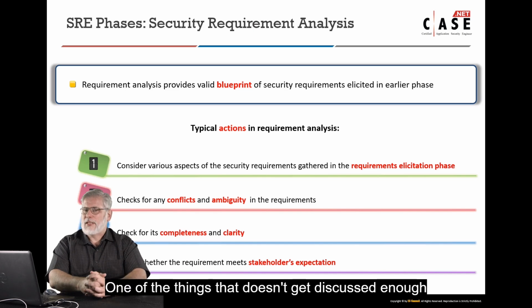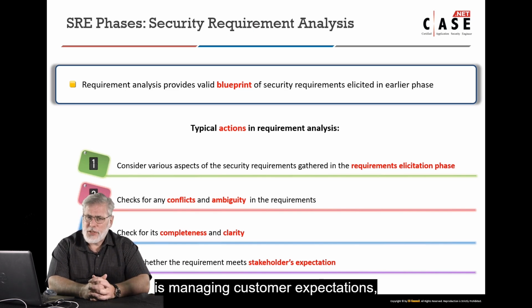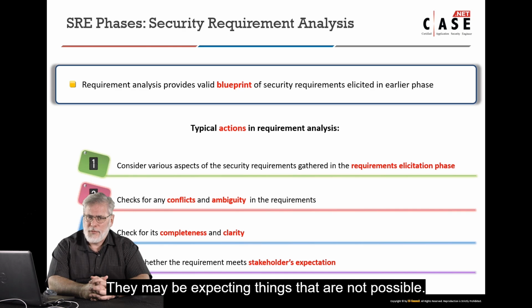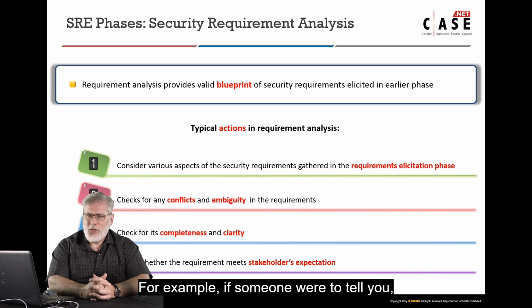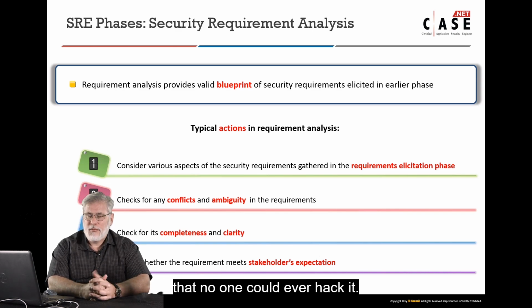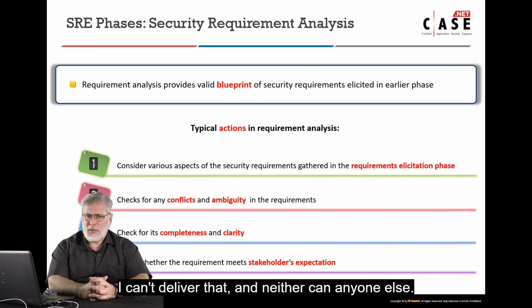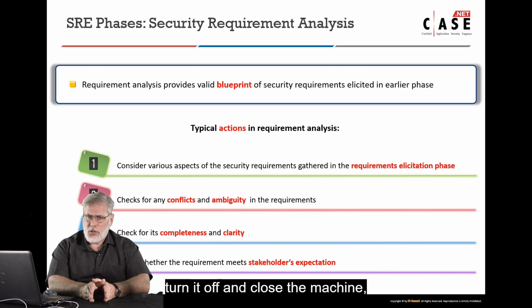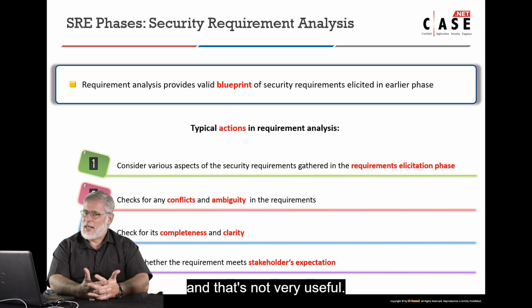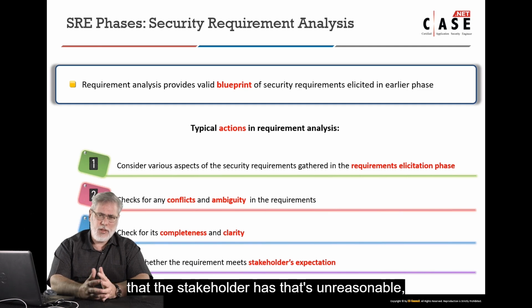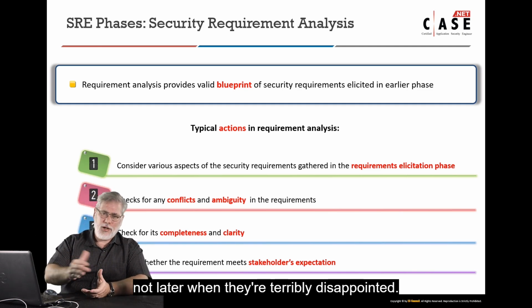One of the things that doesn't get discussed enough is managing customer expectations, in this case, stakeholder. They may be expecting things that are not possible. For example, if someone were to tell you, I need this application to be 100% guaranteed that no one could ever hack it, I can't deliver that, and neither can anyone else. The only way I know to make an application completely unhackable is to ensure that it has absolutely no data, no functionality, turn it off, and close the machine. And that's not very useful. So that might be an expectation that the stakeholder has that's unreasonable, and you need to address that now, not later when they're terribly disappointed.